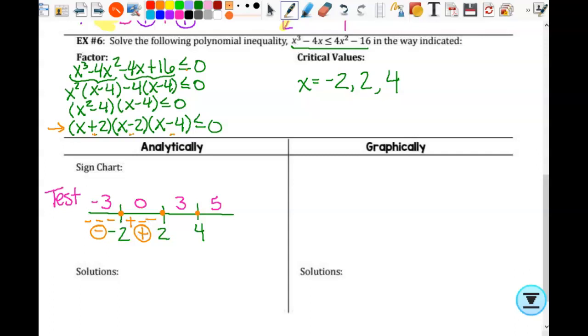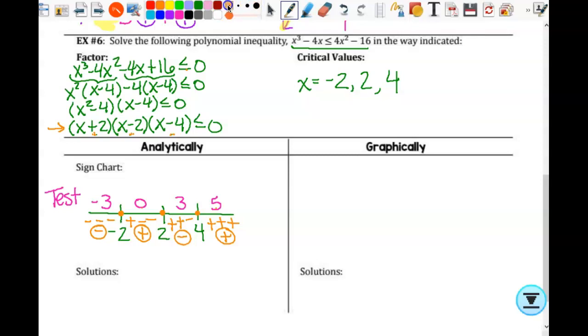Then between 2 and 4, I'm using 3. When I put 3 plus 2, that's positive. 3 minus 2 is positive. 3 minus 4 is negative. Positive times negative is negative overall. Then I substitute in 5. 5 plus 2 is positive. 5 minus 2 is positive. 5 minus 4 is positive. That's positive overall. So what I have here then, I can shade.